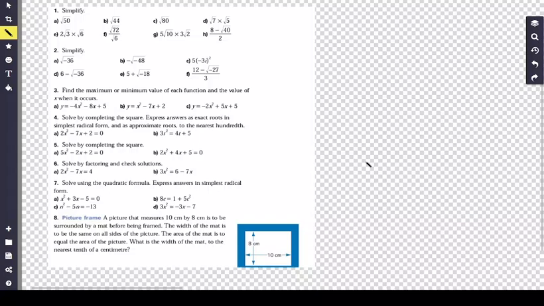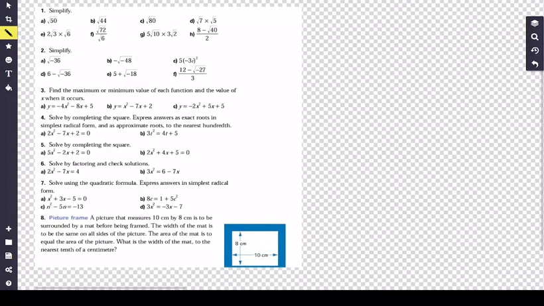So by completing the square, this is just doing the completing the square. I'm not going to do that. You're going to do that, complete the square. And then I'm going to do a little bit of factoring for you guys, because I feel like we need to do that. So 2x squared minus 7x plus 4 equals 0.